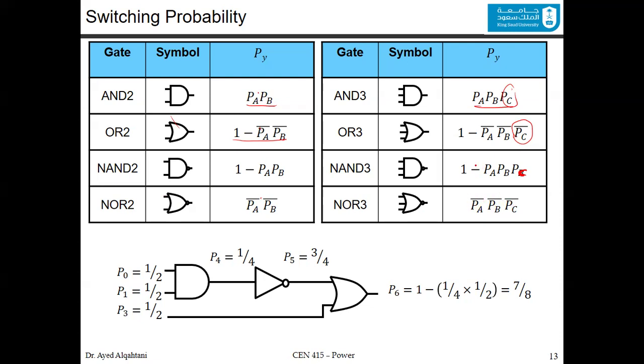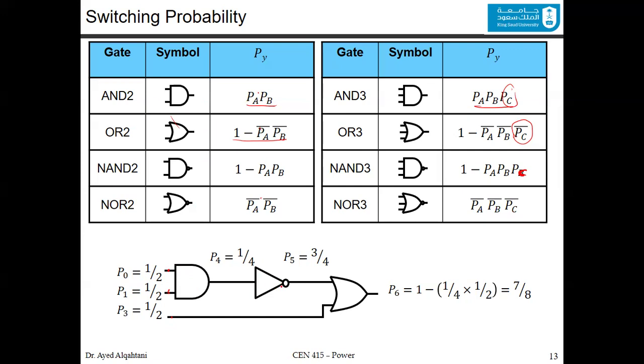Now, how to calculate this if you have a certain circuit? At the beginning, for the inputs, we assume that they are 50% 1 and 50% 0. So we take the probability that this node is equal to 1 to be half. Similarly here and similarly here. Now for the two input NAND, we just mentioned that it's the multiplication of these two numbers. So it's half times half, which is a quarter.